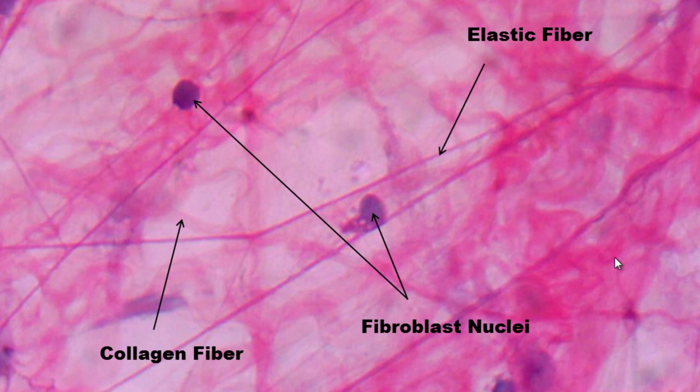You can occasionally find a mast cell, but those are very difficult to identify. That wraps up our discussion of areolar connective tissue.